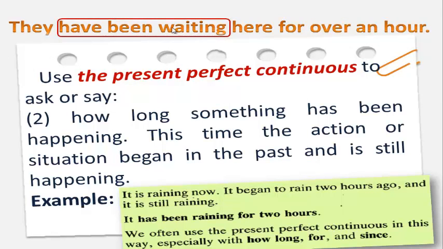We use the present perfect continuous to ask or say how long something has been happening. This time, the action or situation began in the past and is still happening at the moment of speaking. Here is an example. It is raining now. It began to rain 2 hours ago, and it is still raining. So we say, it has been raining for 2 hours. We often use the present perfect continuous in this way, especially with how long, for, and since.